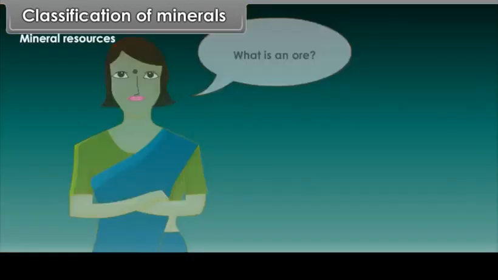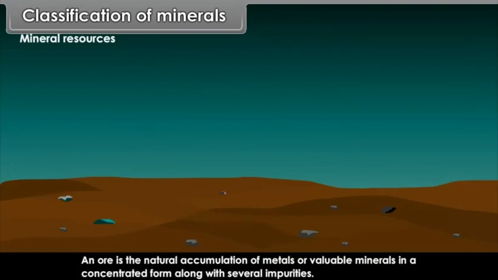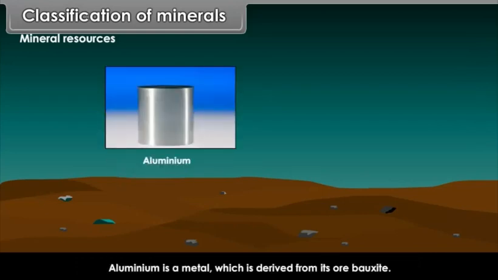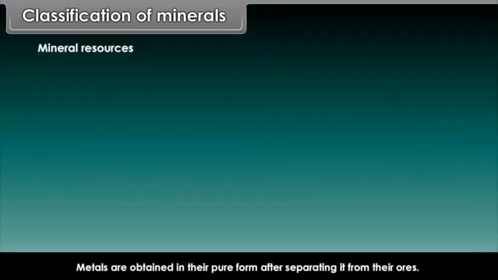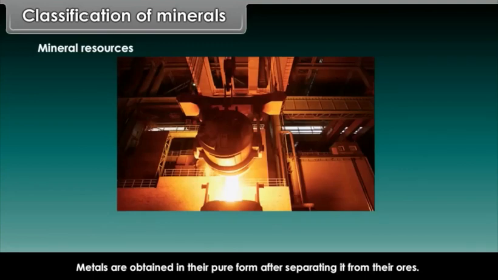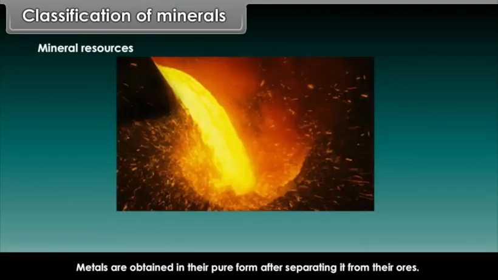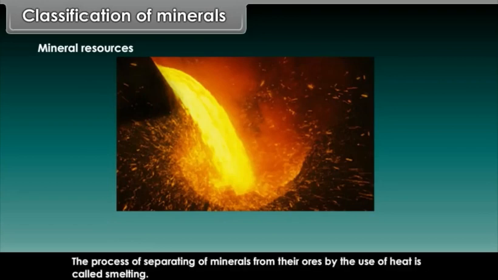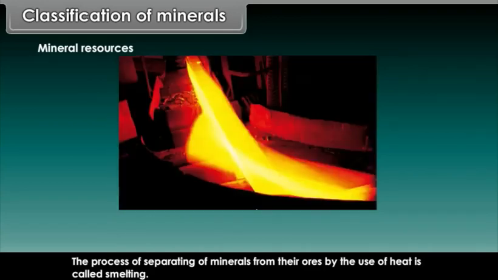What is an ore? An ore is the natural accumulation of metals or valuable minerals in a concentrated form along with several impurities. Example: aluminium is a metal which is derived from its ore, bauxite. Metals are obtained in their pure form after separating them from their ores. The process of separating of minerals from their ores by the use of heat is called smelting.